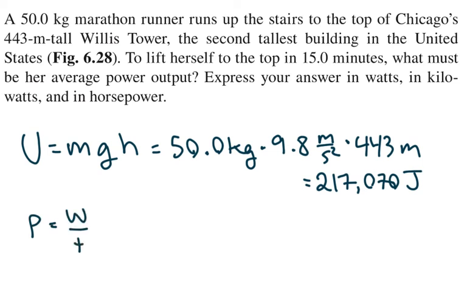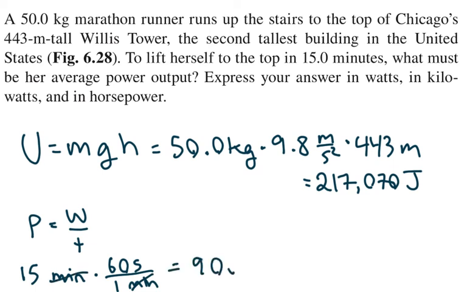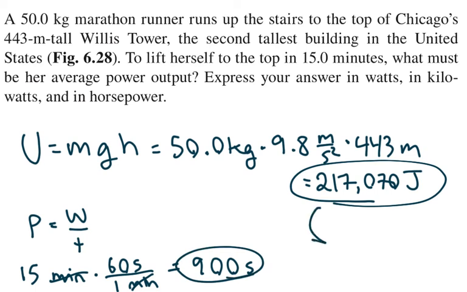So if we take 15 minutes and convert to seconds, we have to multiply 15 by 60 because we have 15 minutes times 60 seconds per 1 minute. And that's going to get us 900 seconds. So if we take this number and divide it by that number, we get about 241 watts. And that's our power.